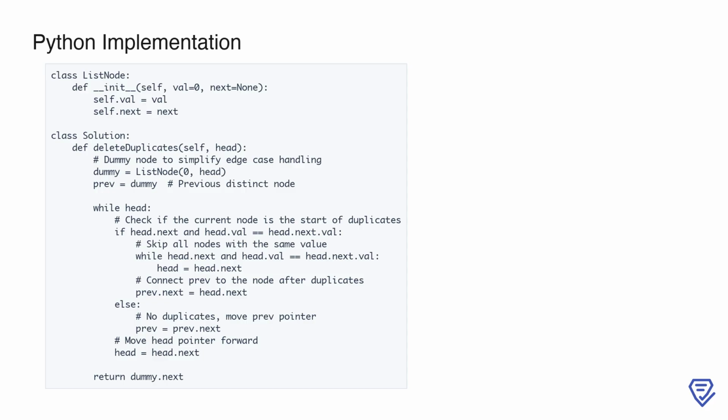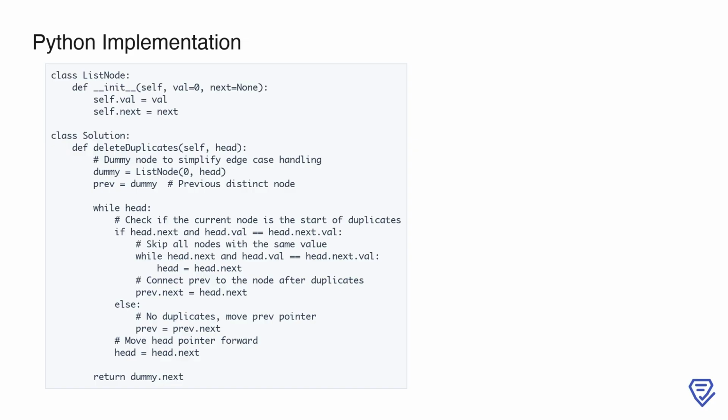We start by defining a dummy node that simplifies edge case handling, such as when the head itself is part of a duplicate group. The dummy node points to the head of the list, and we use a previous pointer to keep track of the last node that is confirmed to be distinct. The main loop iterates through the linked list using the head pointer. For each node, we check if it starts a sequence of duplicates by comparing its value with the next node.